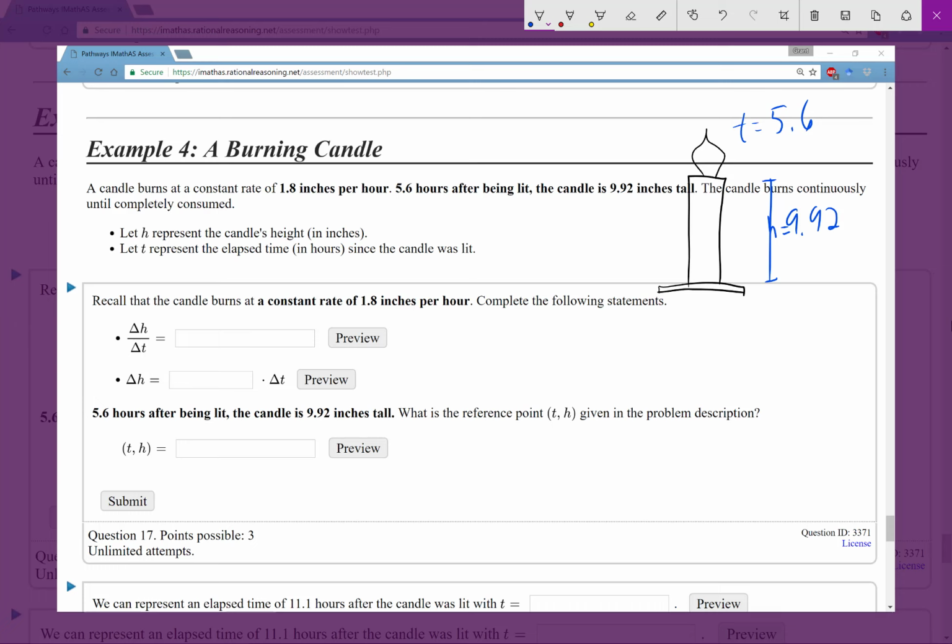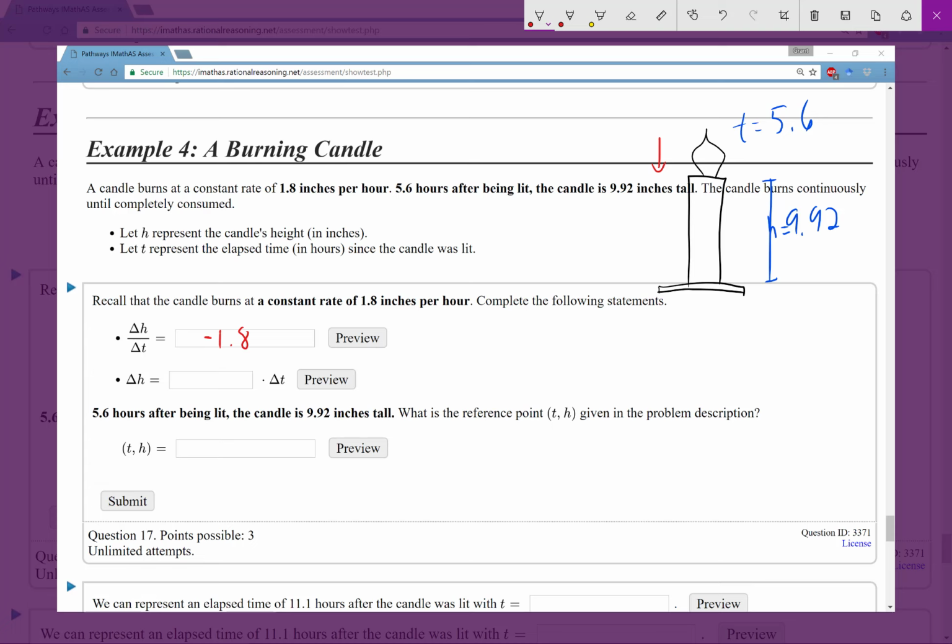Now, since the candle burns at a constant rate of 1.8 inches per hour, each hour that passes, the height of the candle is actually decreasing. So each hour that passes, the height decreases by 1.8 inches. Or, for any change in the number of hours since the candle was lit, the height changes by negative 1.8 times as much as the change in time. So, the ratio of delta H to delta T is not 1.8, but actually negative 1.8. And this is because as T increases, H decreases.